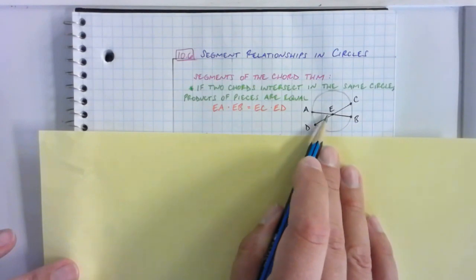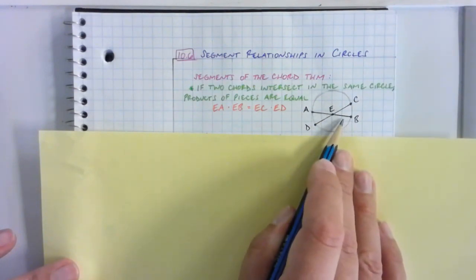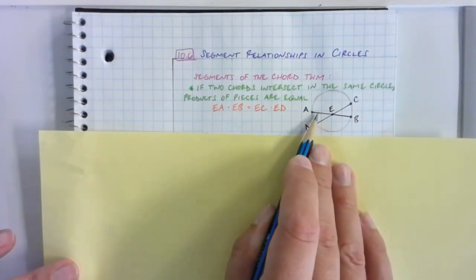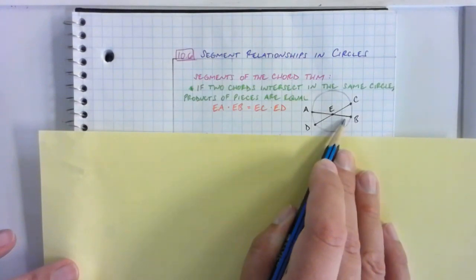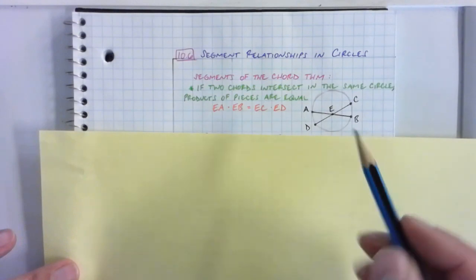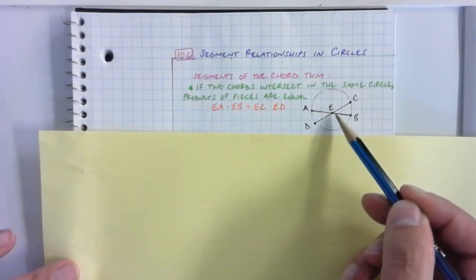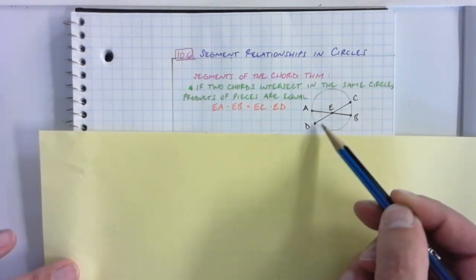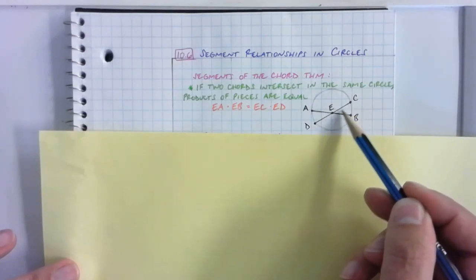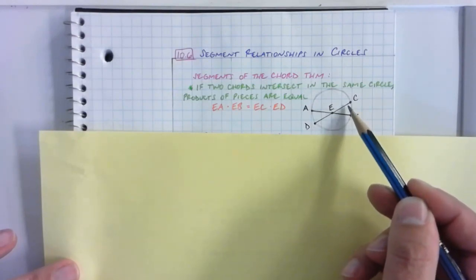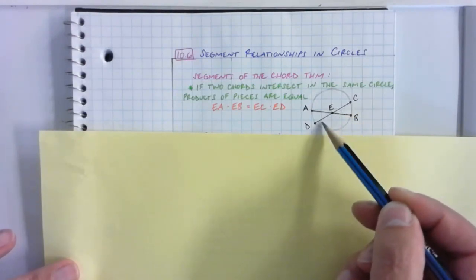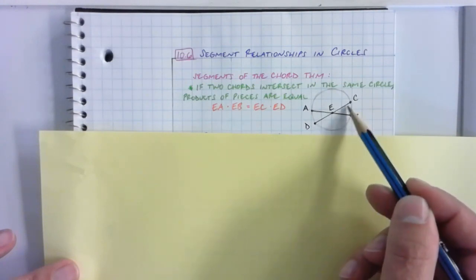If I multiply the lengths of those pieces by each other, whatever the length from A to E is times whatever the length from E to B is, that needs to end up matching the same product between the 2 pieces of the other chord. This chord, CD or DC, however you want to describe it, is also fundamentally broken up into 2 pieces, DE here at the bottom and EC here up on the top.